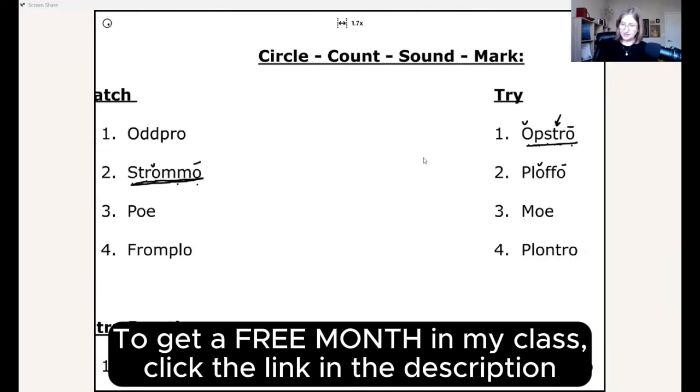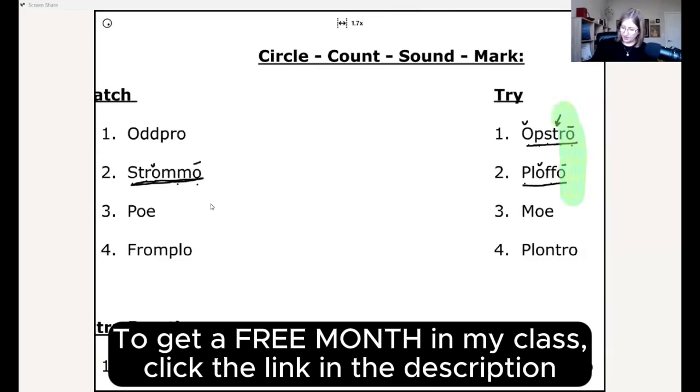So if this O says ah because of those two F's and that O says O, then our sounds would be p, l, ah, f, O. Plafo. Plafo. How'd you do on plafo? Please let me know. Yes or almost? Okay. That's what I was hoping I would see.